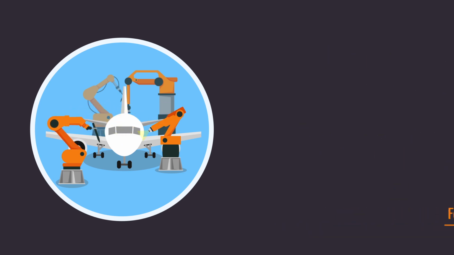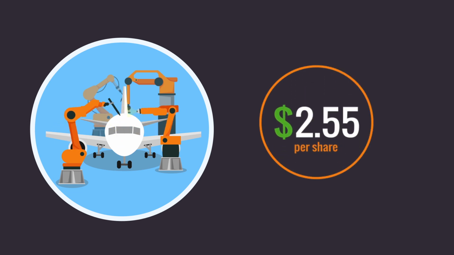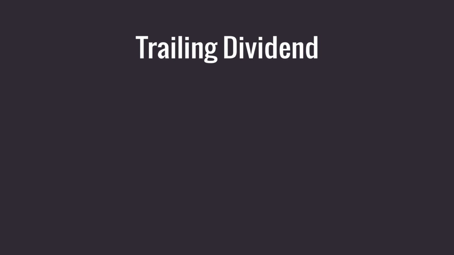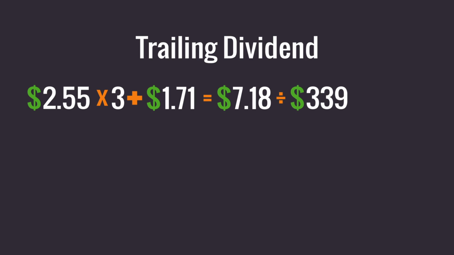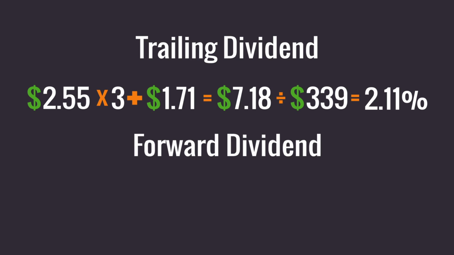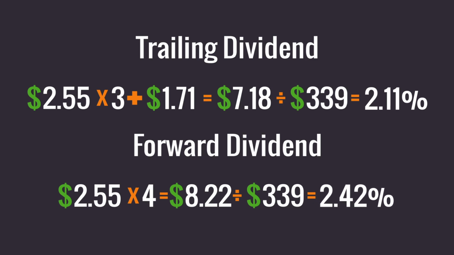Boeing increased its dividend 3 quarters ago from $1.71 to $2.55 per share, causing the dividend yields to be different. The trailing dividend is calculated as $2.55 times 3 plus $1.71 equals $7.18 divided by $339 equals 2.11%. The forward dividend is calculated as $2.55 times 4 equals $8.22 divided by $339 equals 2.42%.